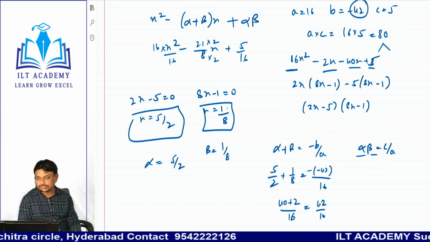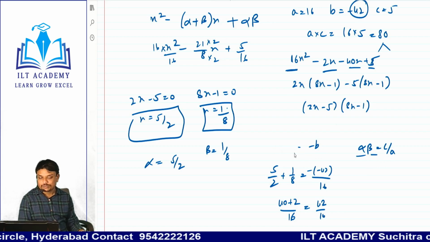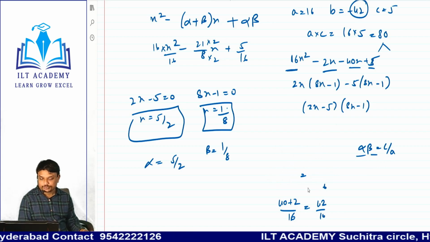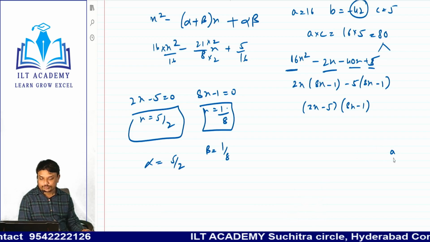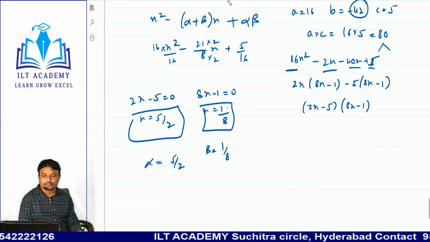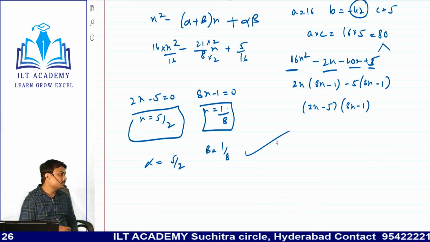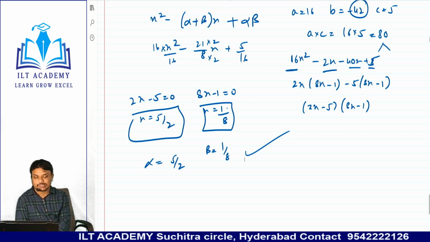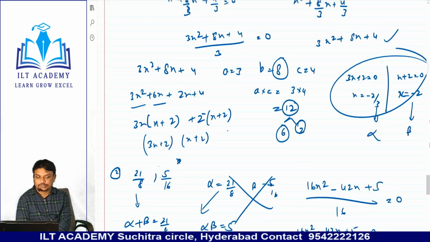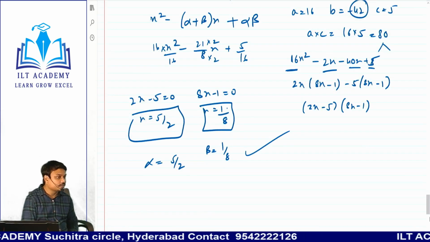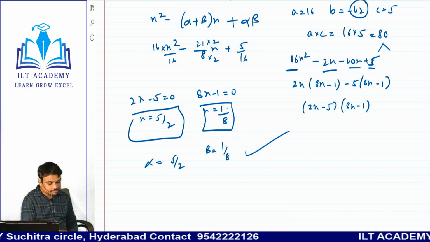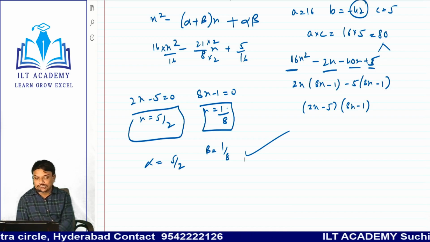Sorry, wait, we need not do this. We need to find only this much that are already given. You need to find alpha and beta. That's all. Clear? Understood? Did not understand? Perfect. Now let us do the next question.